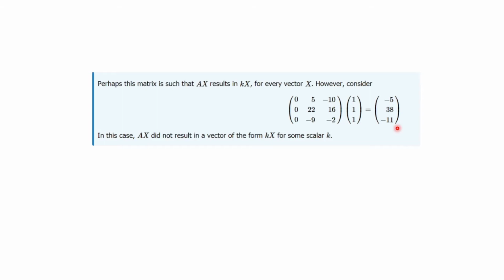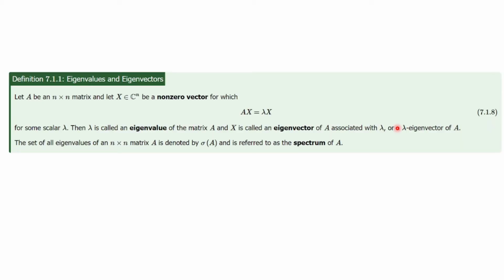But can we find some other vector and get the same relationship? No, the answer is no. Let's see another vector, (1, 1, 1), and it yields (-5, 38, -11), but we cannot get it into a form like Ax equals kx. So those two were special vectors, and that's why those vectors are known as eigenvectors.